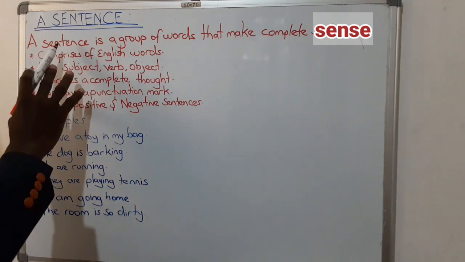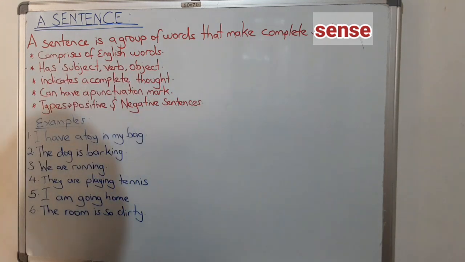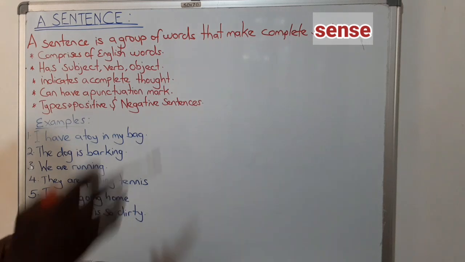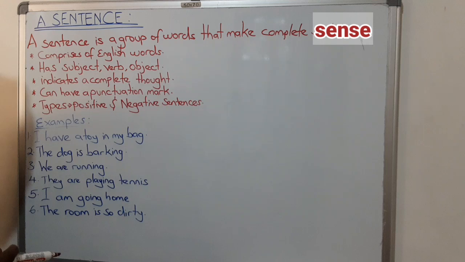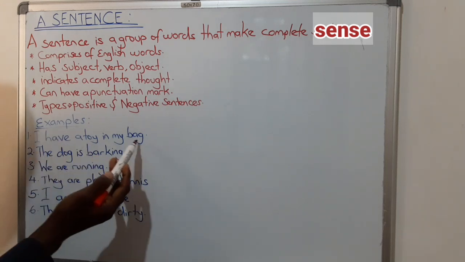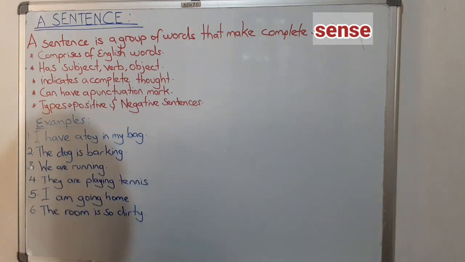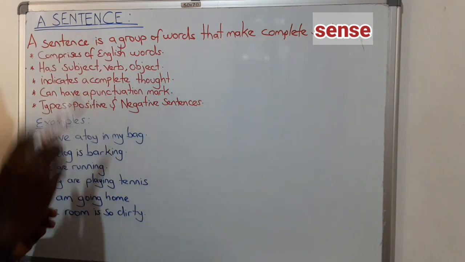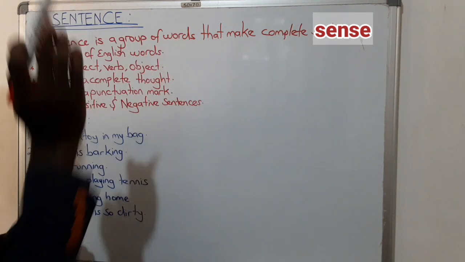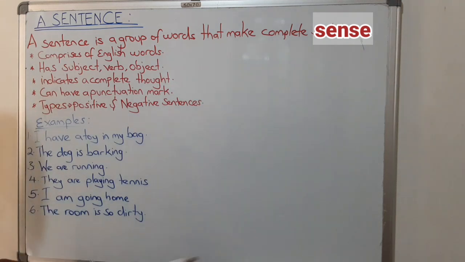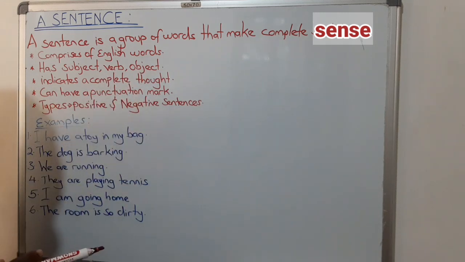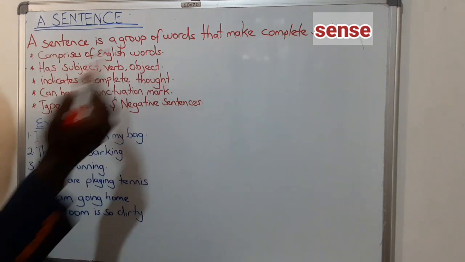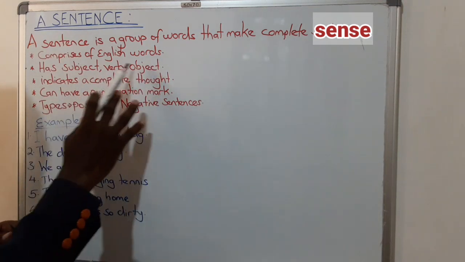Remember, we said a sentence comprises English words. Yes, in the English context, a sentence must comprise English words. For instance, I is an English word. Have, toy, my, bag. These are words in the English language. So a sentence in English must have English words. It has a subject, verb, and object. Once again, a sentence in English comprises English words and it has a subject, verb, and object.